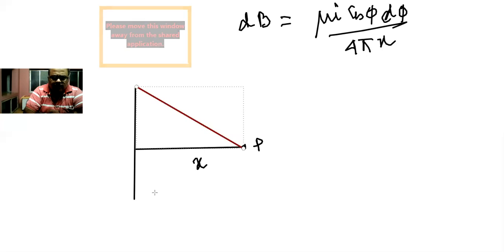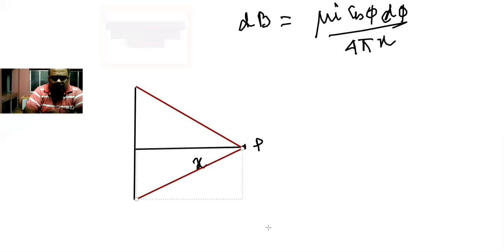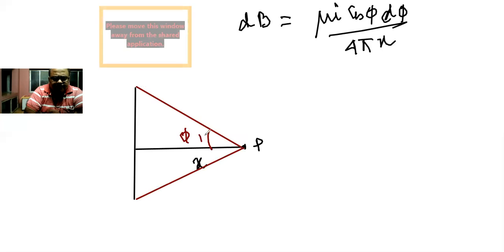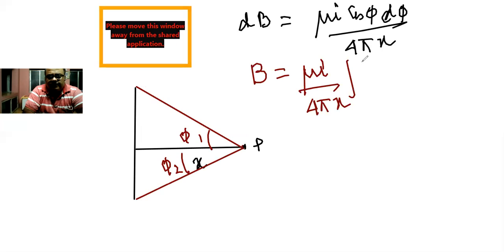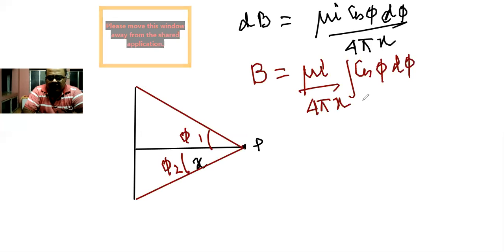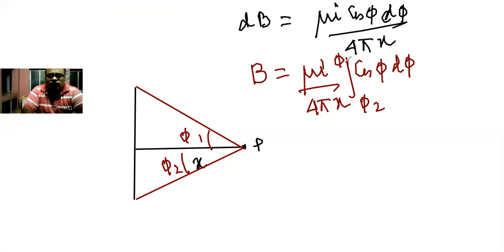This is the upper part of the wire and this is the lower part of the wire. The upper part of the wire is making an angle phi 1, and the lower part of the wire is subtending an angle phi 2 over here, and this distance I told you already is x. So what I will do? I will write B equals mu I by 4 pi x integration cos phi d phi within limits phi 2 to phi 1. Am I clear to everybody? So phi 2 to phi 1.